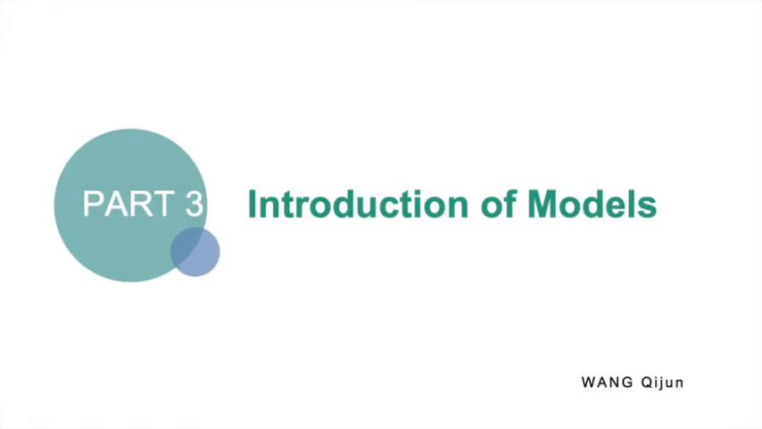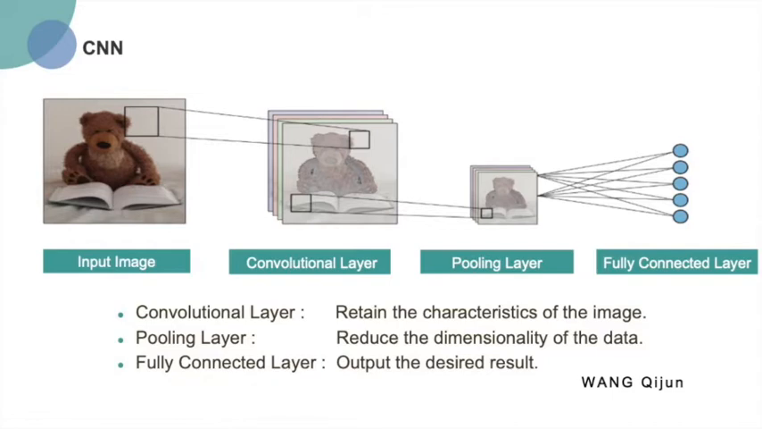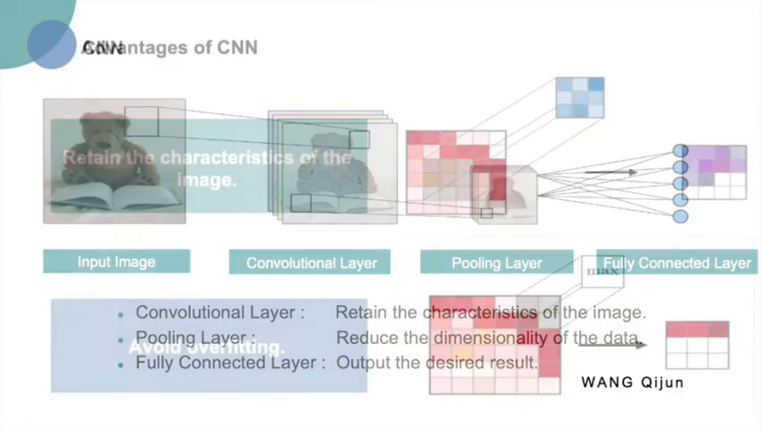Part 3 is Introduction of Models. CNN is a kind of feedforward neural network which has excellent performance for large image processing. It consists of three parts: convolutional layer, pooling layer, and fully connected layer. The convolutional layer can retain the characteristics of the picture. The pooling layer can reduce the dimensionality of the data, and the fully connected layer can output the desired result.